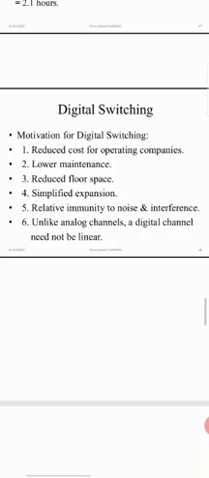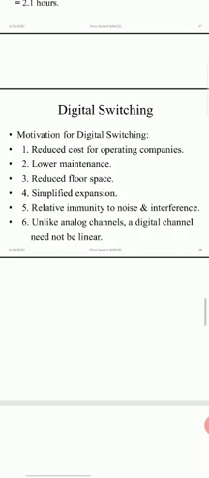Relative immunity to noise and interference. As we know, digital signal is inherently immune to noise and interference. So incorporating digital switching is very simple. It is a hassle-free technology which helps give a good voice quality compared to analog switching.